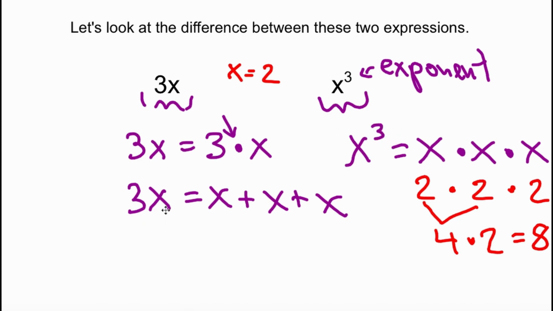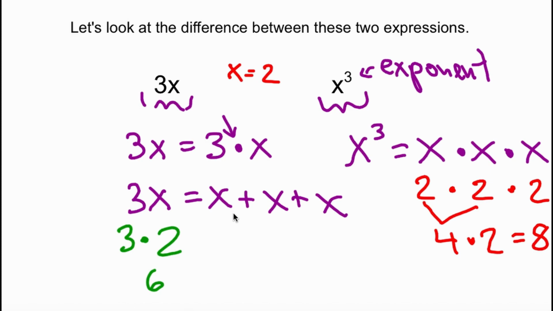Now let's test this out to see if this is actually true. Let's again use the 2 for x. We already said that 3x is going to be 3 times x, therefore this will be 3 times 2. And 3 times 2 will give me 6.